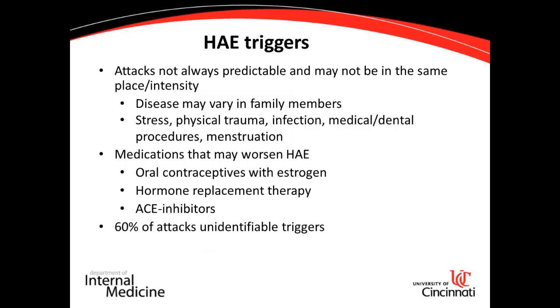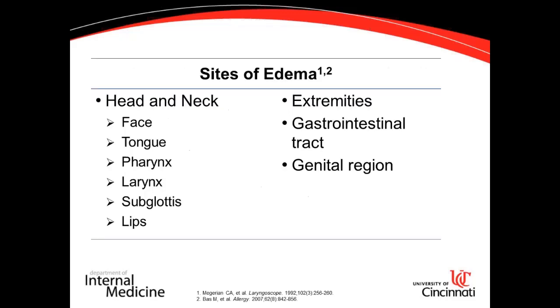I mentioned the triggers are not always predictable, and not everybody has known triggers. It may vary between families as well as within families, but stress, physical trauma, infection, menstruation, medical and dental procedures are very common triggers. I mentioned the medicines that worsen HAE: oral contraceptives with estrogen, or other forms of hormone replacement therapy, ACE inhibitors. But again, 60% of attacks have unidentifiable triggers.